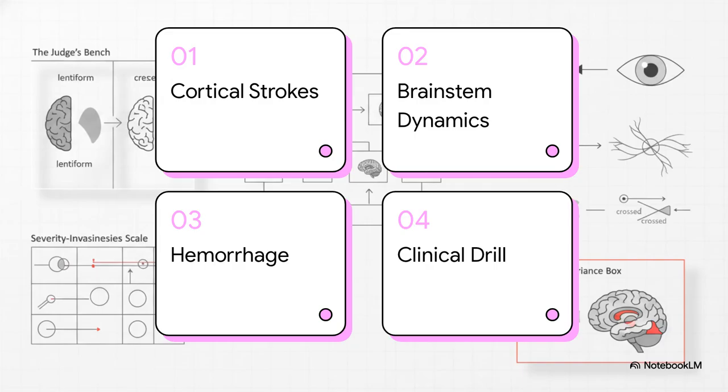Here is our execution protocol for today. We'll start with cortical strokes and the homunculus fork. Then we move to brainstem dynamics, followed by hemorrhage. Finally, we'll wrap the whole thing up with a mandatory clinical validation drill.